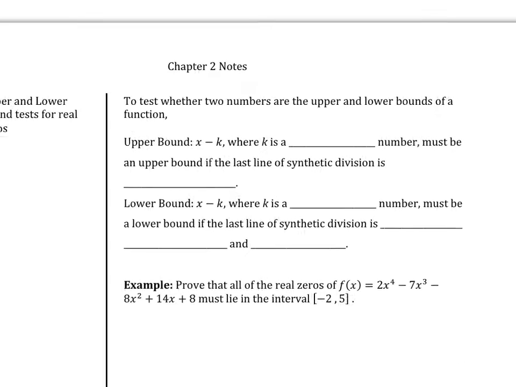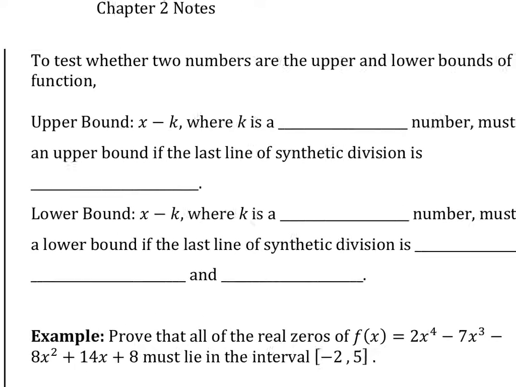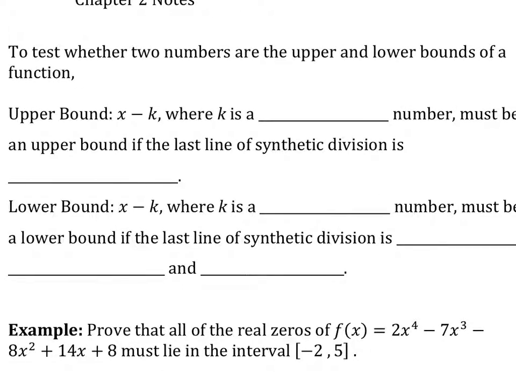So this is called the upper and lower bound test for real zeros. So if we want to test to see if two numbers are the upper and lower bound of a function, okay, upper bound x minus k, where k is a positive number.